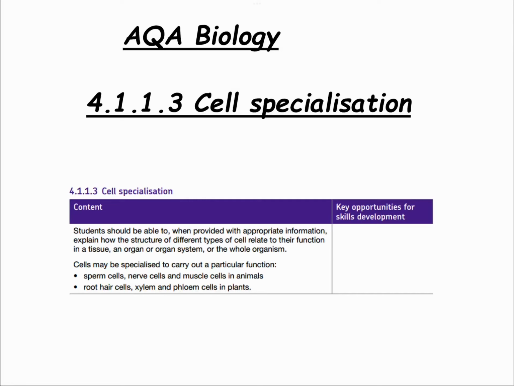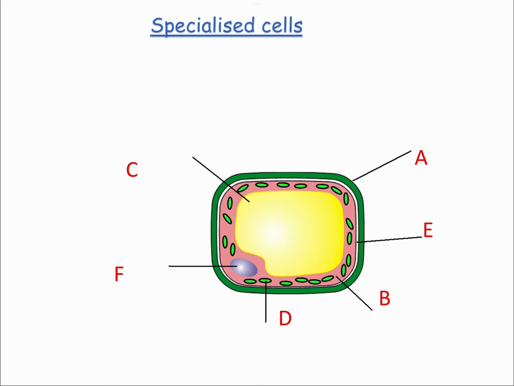Today we're looking at biology, and in this one it will be cell specialization. Have a quick read, so you can pause the video, have a quick read of the specification and what AQA expects you to know. Now, because we're looking at cell specialization, we have many different types of specialized cells found in both plants and animals.